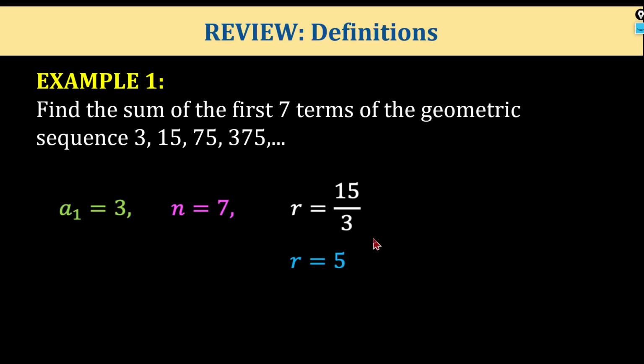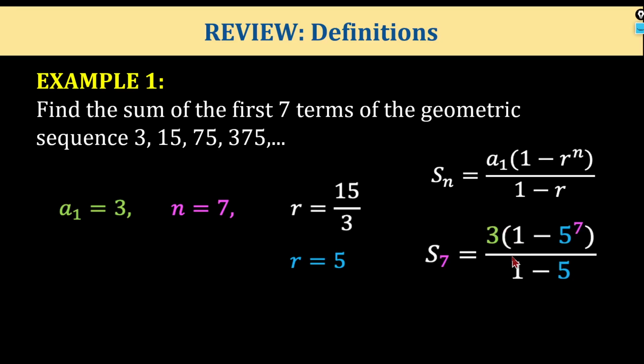So, again, we just write our equation here. S sub n equals a sub 1 multiplied by 1 minus r raised to n all over 1 minus r. Then, we plug in what we know. Si S sub n, salpak natin yan. That becomes S sub 7. A sub 1 becomes 3. r becomes 5. n becomes 7. And we simplify from there.